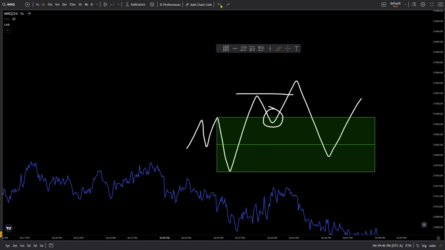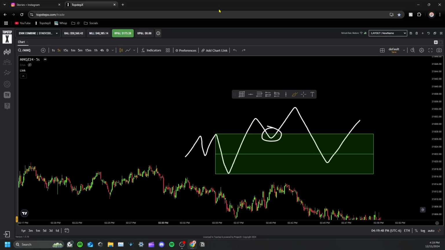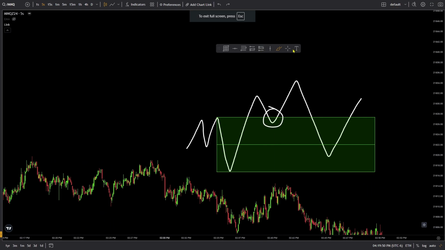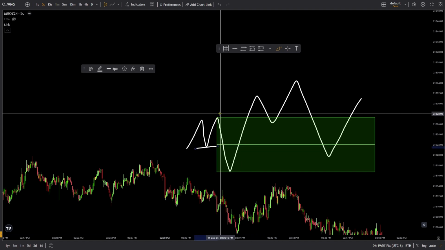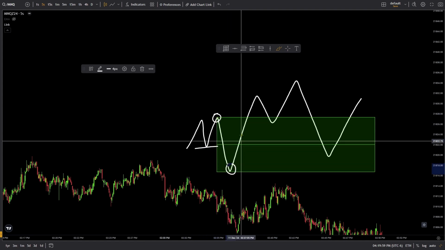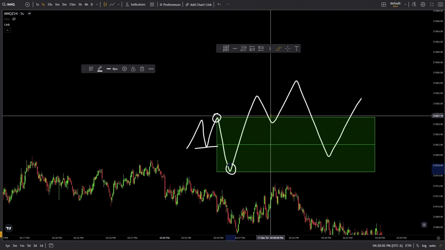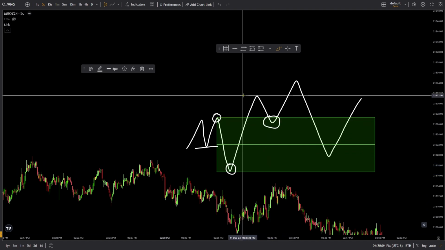It's so simple. It's going to get even easier. Just bear with me here. Let's make it bigger. Let's get rid of this drawing. So let's recap real quick. We have the sweep here. We get that swing high, that swing low, and make the zone. We then get a tap on the zone, and we want it to break structure.